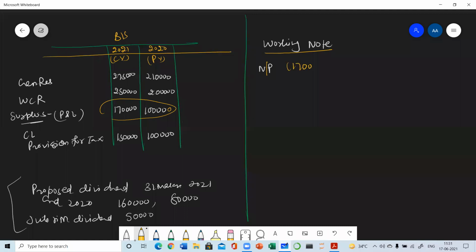170. The difference you have to consider here: 170 minus 1 lakh. This is the current year and this is the previous year. You will always be subtracting previous year from current year. Never do the opposite. So it's 70,000 positive. Then add back the 4 items.